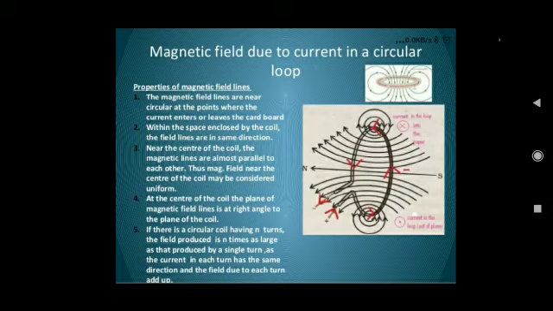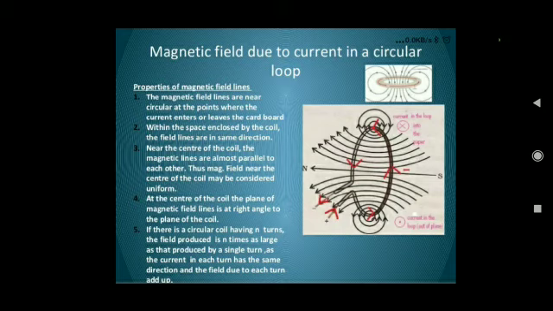So the properties of magnetic field lines. First, the magnetic field lines are nearly circular at the point where the current enters or leaves the cardboard. Second, within the space enclosed by the coil, the field lines are in the same direction. Third, near the center of the coil, the magnetic field lines are almost parallel to each other. Thus, the magnetic field near the center of the coil may be considered uniform.